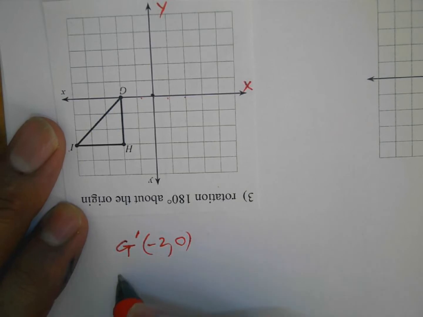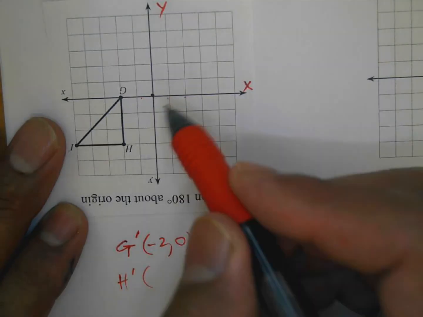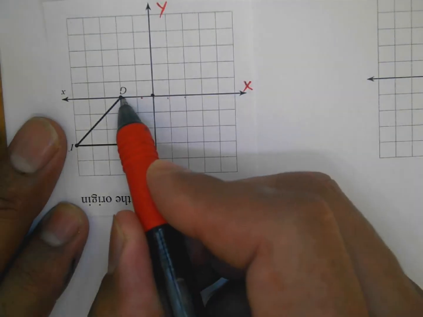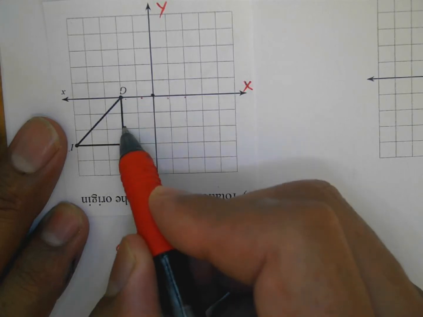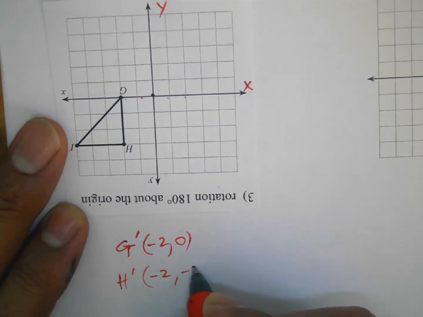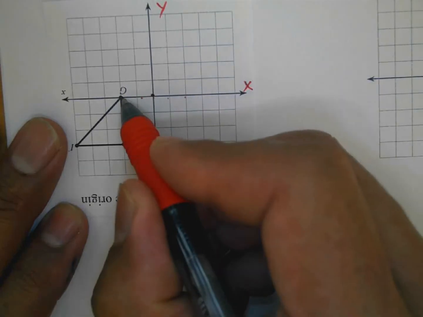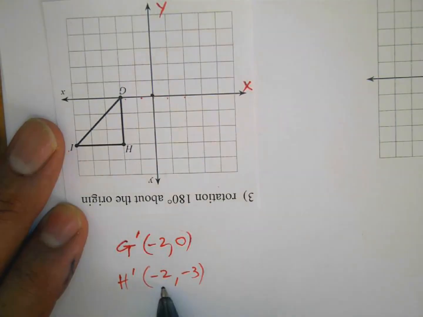What's our H prime? What's our new H prime? Well, it's also negative 2 and 1, 2, 3. It's negative 2, negative 3, right? Negative 2 this way and 1, 2, 3. That's negative 3. Negative 2, negative 3.